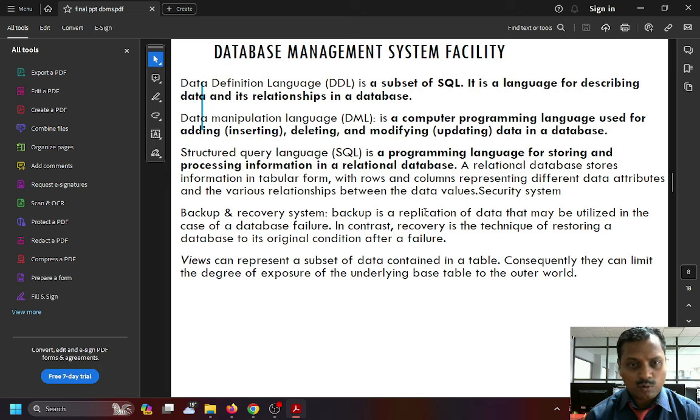If you want to modify or add data to the existing one, or change data in the existing one, then you use the data manipulation language, in short called DML. And next is structured query language, or SQL. It is the programming language for storing and processing information in a relational database. So you are going to learn SQL, DML and DDL in this database management system. These are the basic fundamental things with respect to database management systems, and you will learn them one by one in this course.